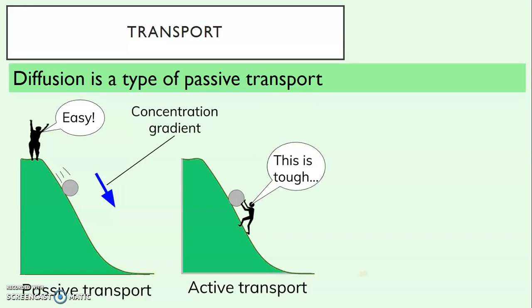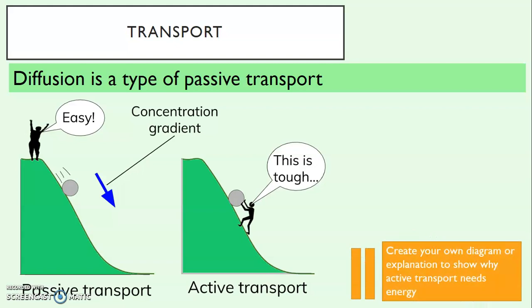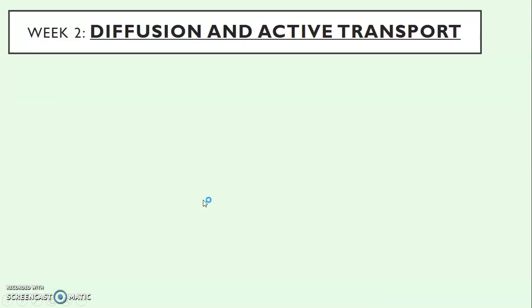So what I'd like you to do, pause your video again and create your own diagram or explanation. It's entirely up to you, whichever you feel most confident doing. But I want it to show why active transport needs energy. So think about showing this concentration gradient and show which direction the particles move in diffusion and in active transport.